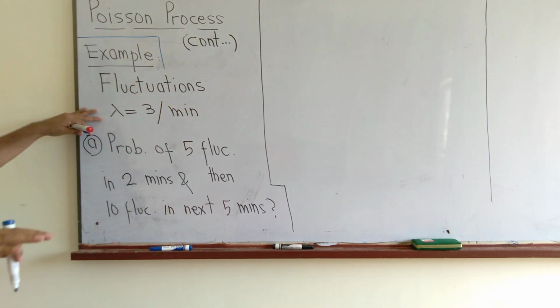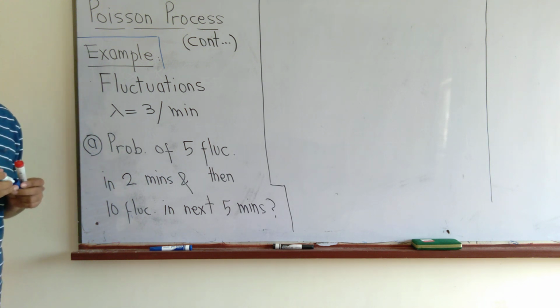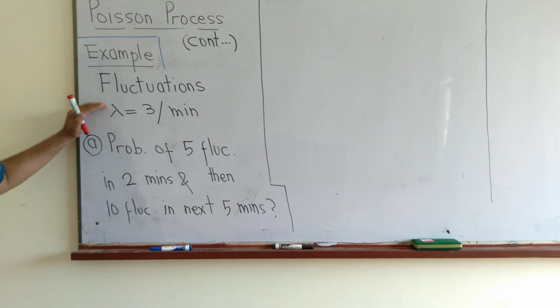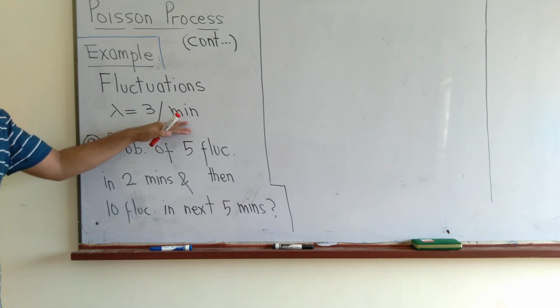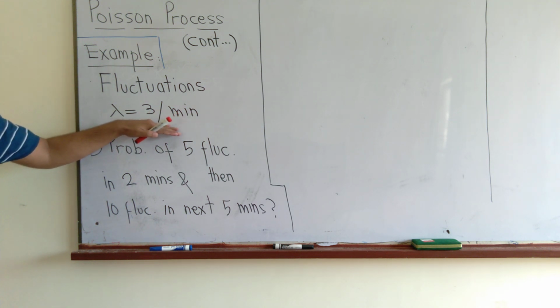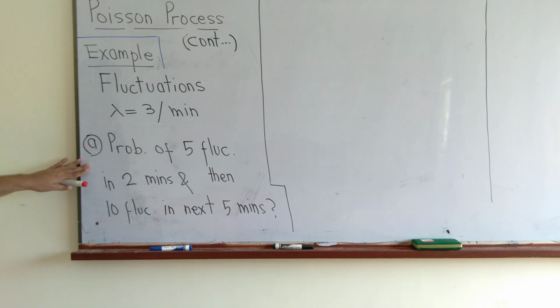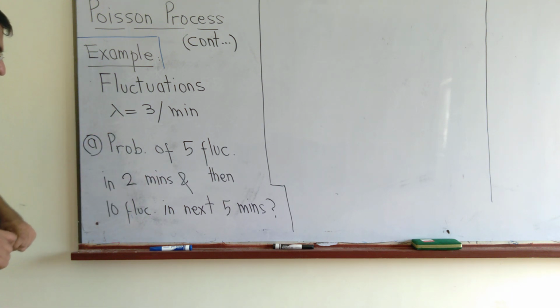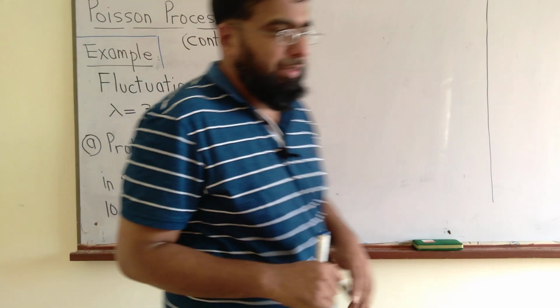where it's the same example that we have been talking about in the last few lectures. There are fluctuations at my residence. There are 3 per minute in my input AC voltage. Given this information and given that it follows a Poisson distribution, we want to find out the probability of 5 fluctuations in 2 minutes and then 10 fluctuations in the next 5 minutes.